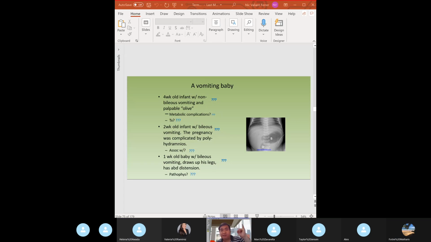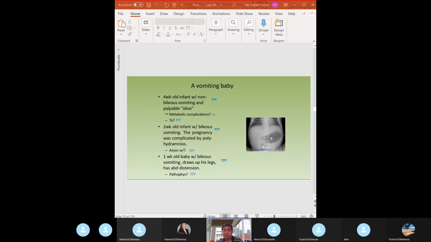What happens to chloride? Increase or decrease? It decreases, so you get metabolic... what happens? Alkalosis. Exactly. What happens to potassium? Increase or decrease? Hypochloremic, hypokalemic, metabolic alkalosis. What's the treatment?